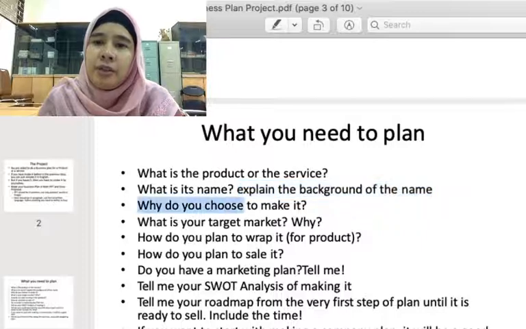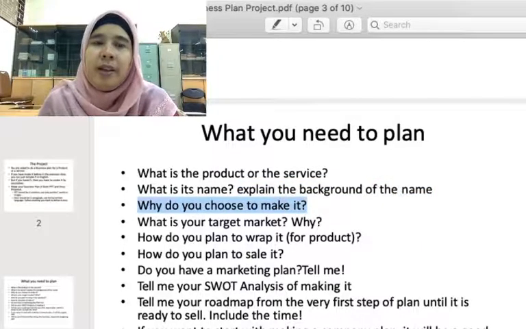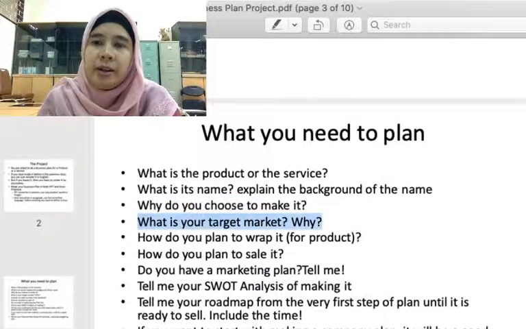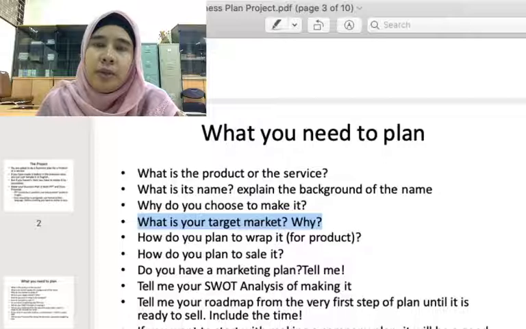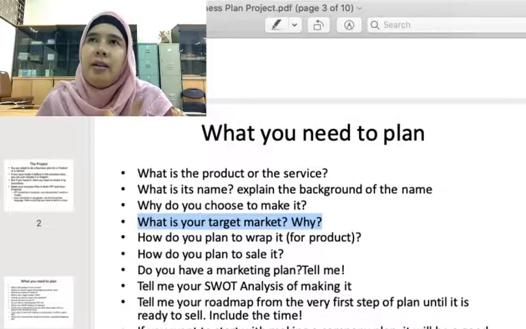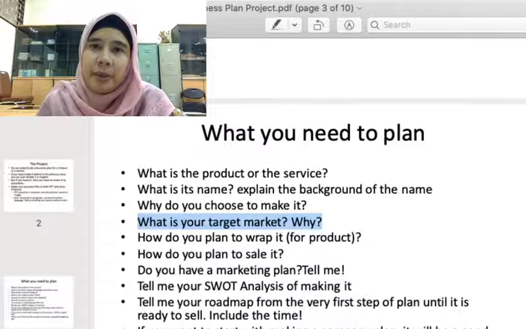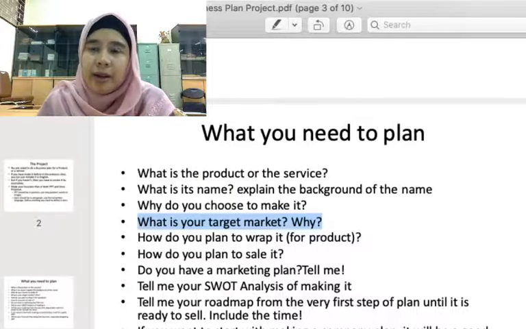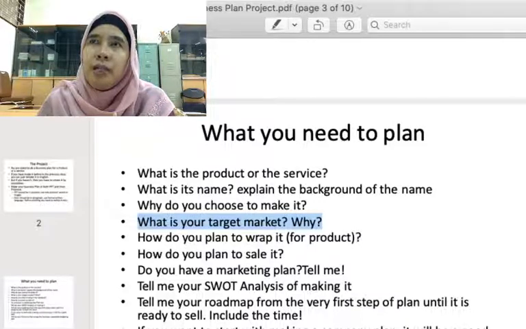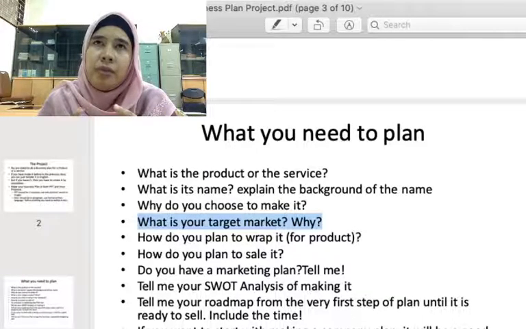And then why do you choose to make it? The reason why you choose to make that kind of product or service. And then what is your target market? Target marketnya ke mana? Marketnya ke siapa? And then why? It also includes gender. It also includes age. Age-nya ke siapa? Apakah teenagers or parents or children? And then why? And then also the district or the place, wilayahnya, what kind of place you want to sell it or have the business.